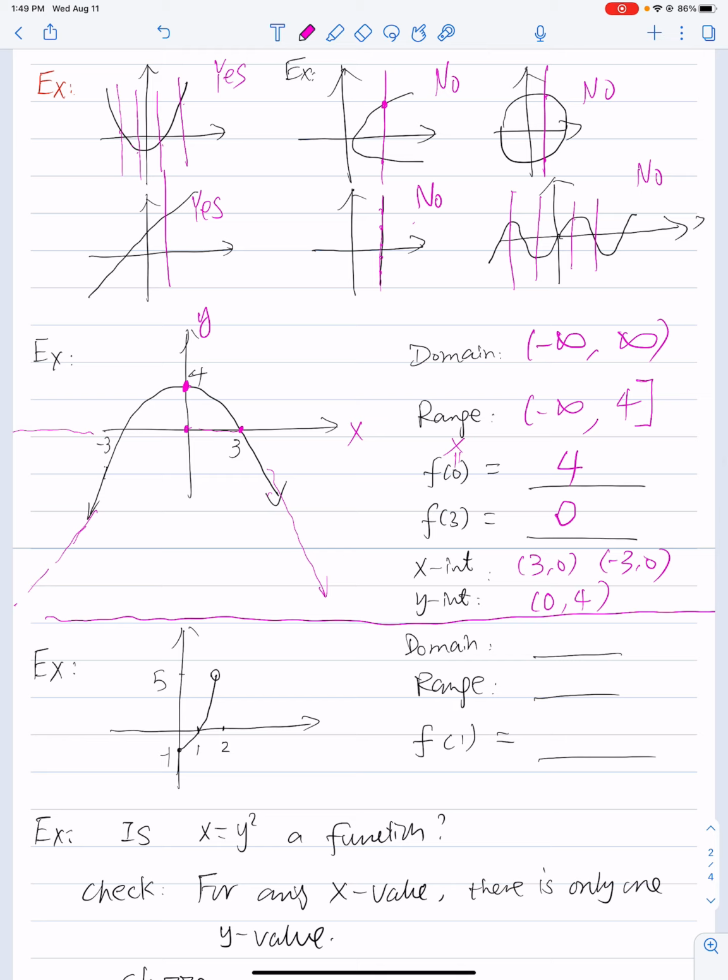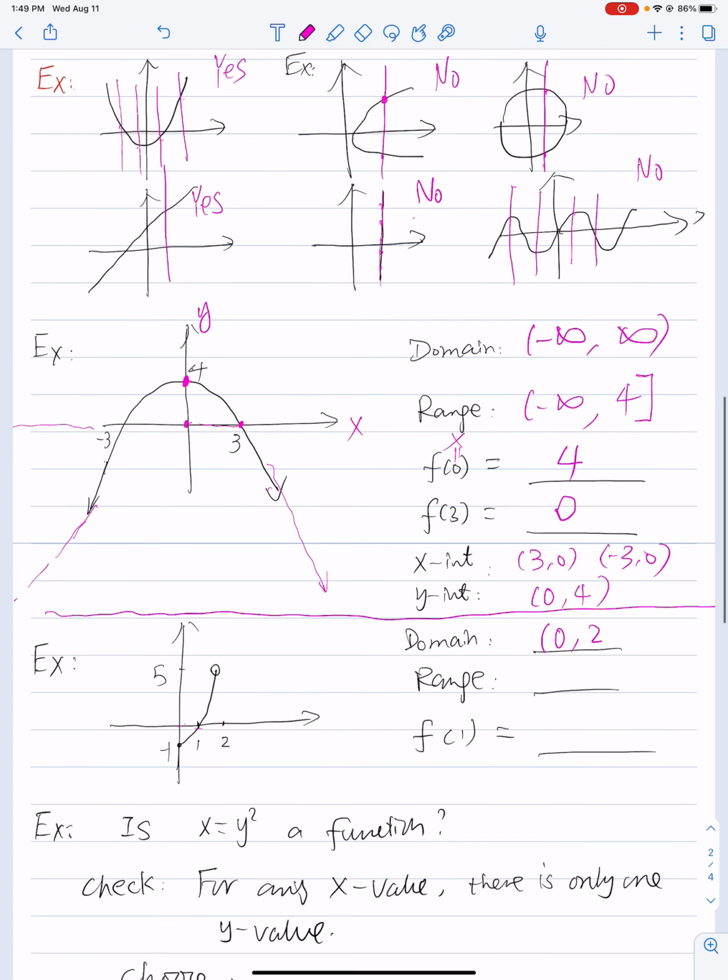Similarly, what is the domain? The domain is the x values, so you only look at here. The leftmost point is right here, and the rightmost is right here. So it's 0 to 2. For 0, you have a dot, which means a bracket, so you include this point. For here, you have a circle, which means do not include. The range means the minimum y value and the maximum y value. What is the minimum y value? Do not look at here, look at the y. It's negative 1. The maximum is 5.